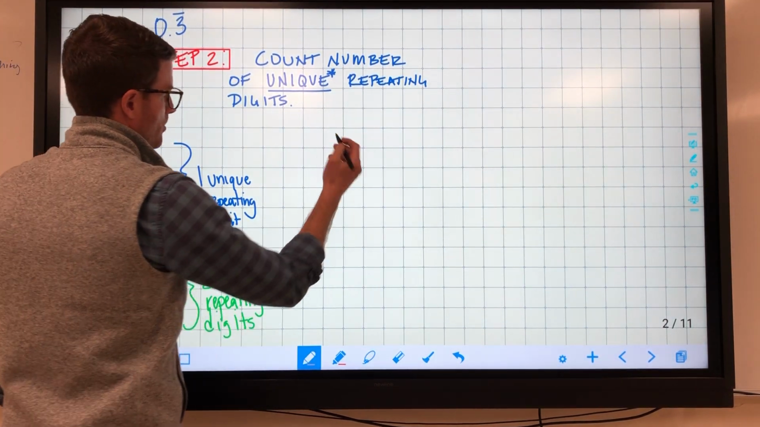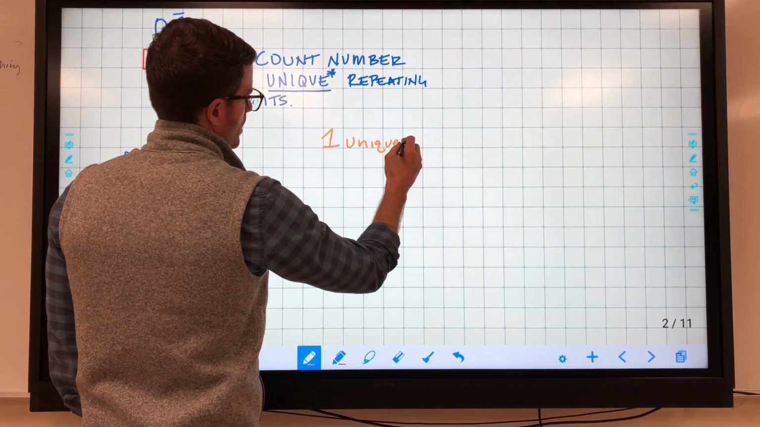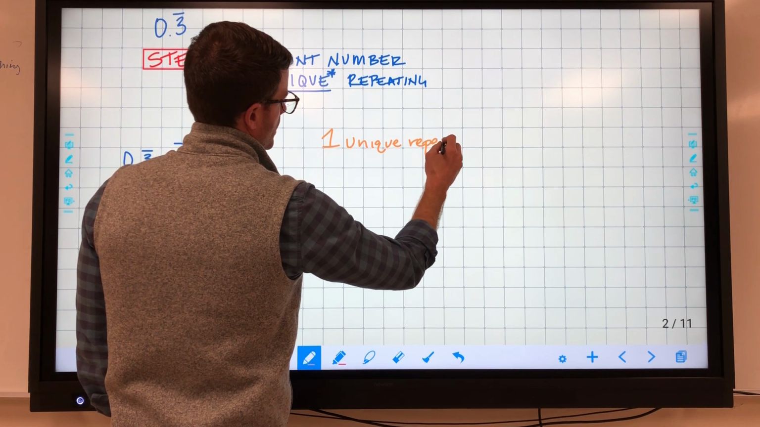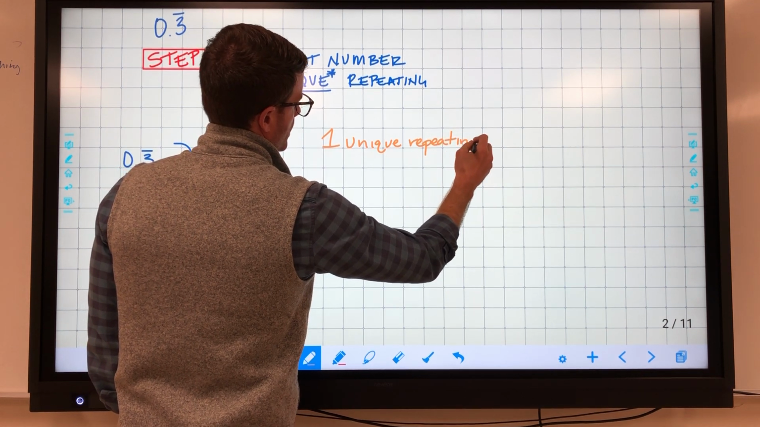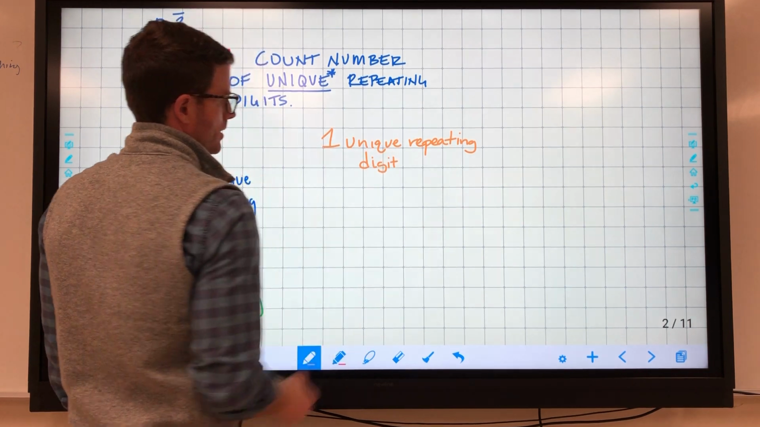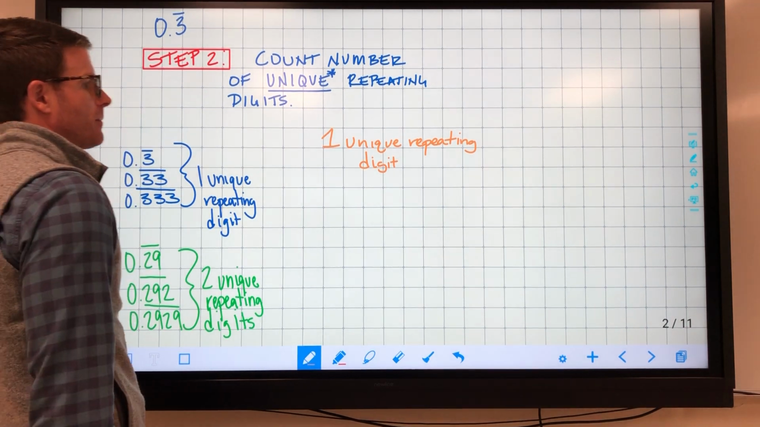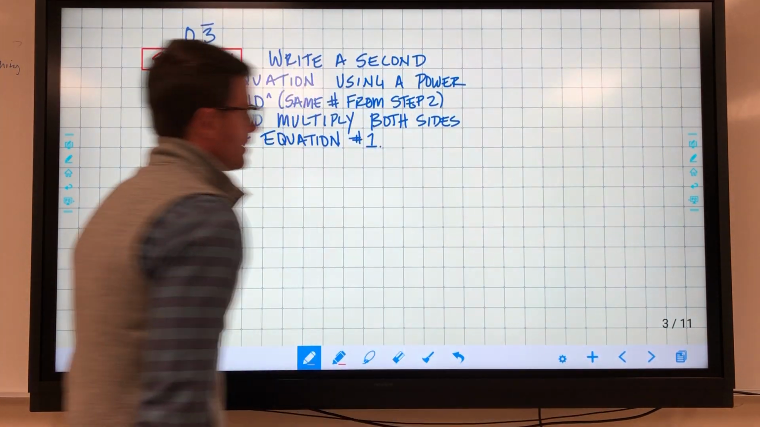So I'm just gonna make note of that. One unique repeating digit, right? It's a 3, it's one unique, all right? So there's step 2. I'm just counting out how many there are that repeat.